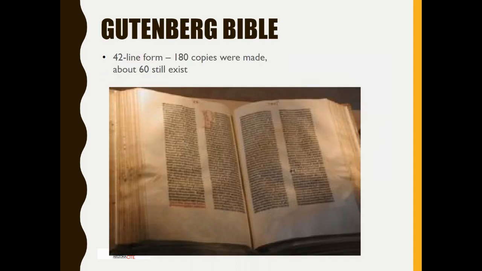So not the greatest quality image, but this is an example of the Gutenberg Bible. This is like the first Bible that was printed. It's a 42-line form. 180 copies were made of this Bible, and only 60 still exist today. So that's quite a few, actually, for that long ago. But you can see it was very tightly packed, had some nice big spacing in there, but now things could be mass produced.